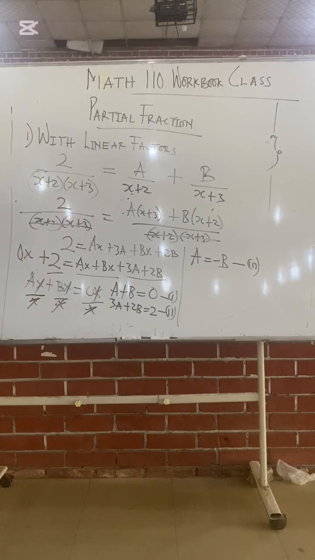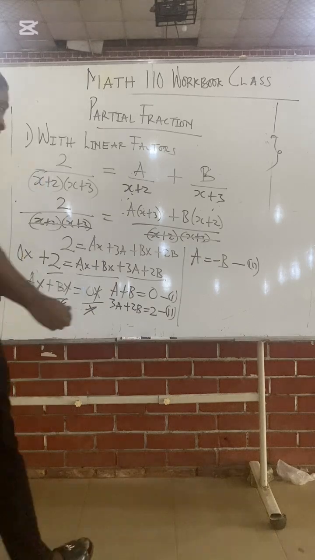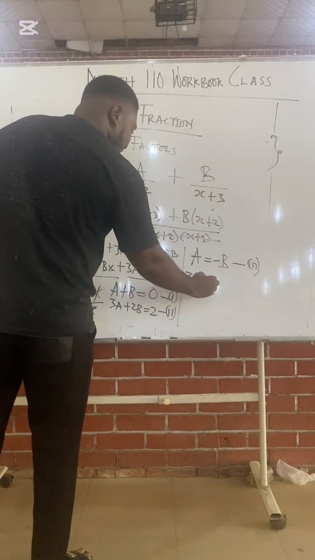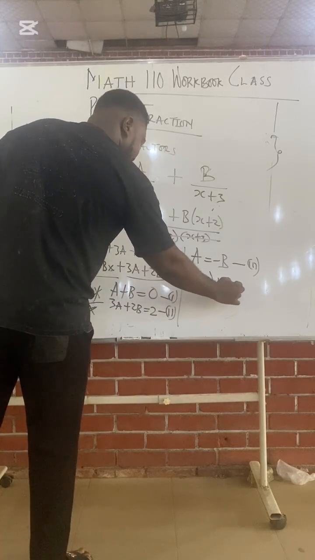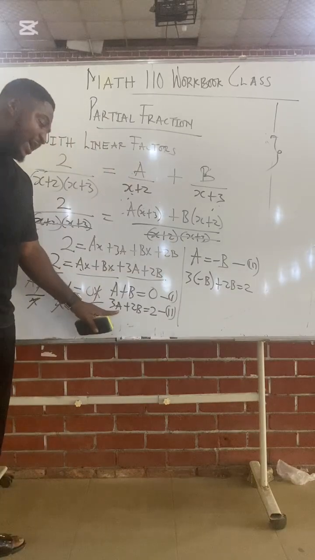Now go to equation 2. Anywhere you see a, put minus b. Go to equation 2. Anywhere you see a, put minus b. 3 into bracket minus b plus 2b equals 2. I substitute for a as minus b.